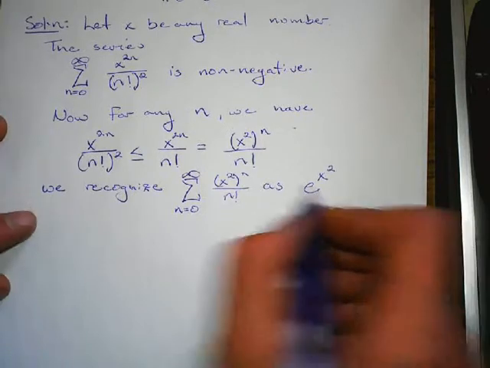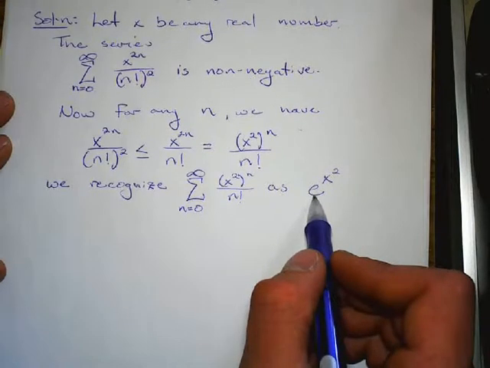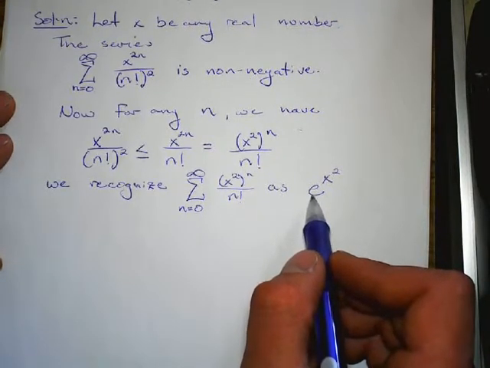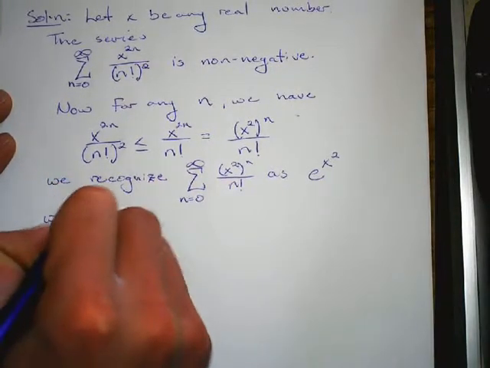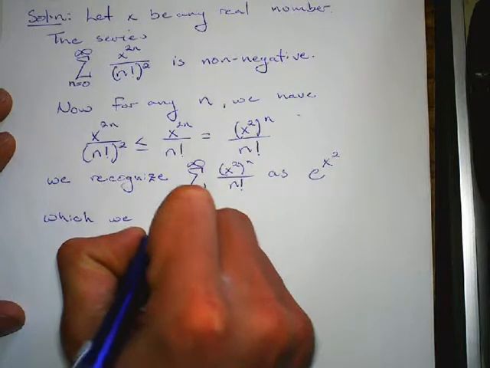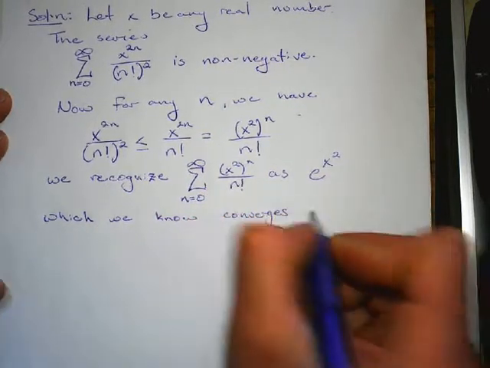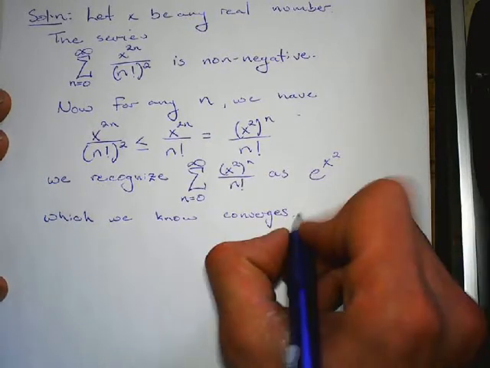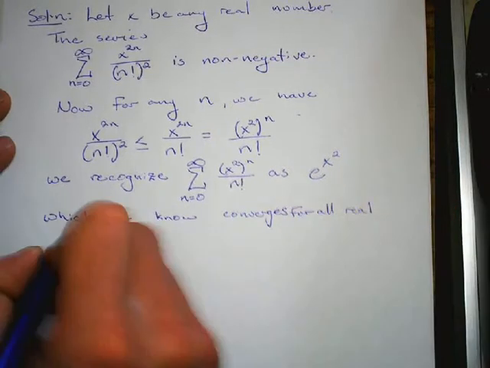So we've said it's less than or equal to a convergent power series. So what do we know? That it converges. Which we know converges, I'm sorry, for all real x.